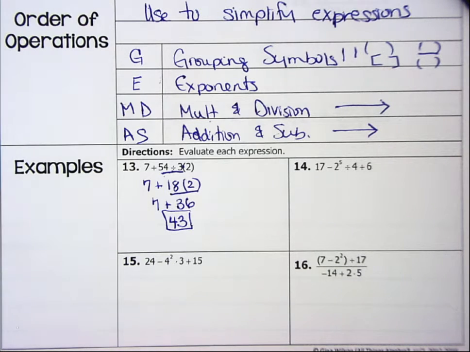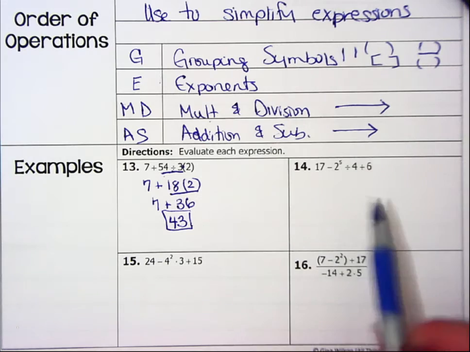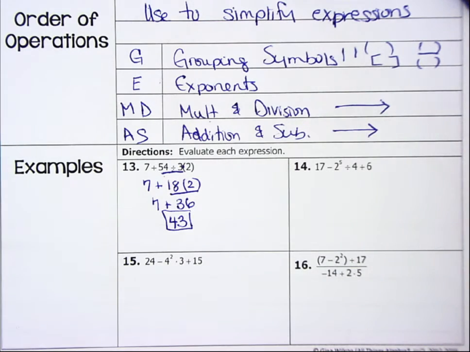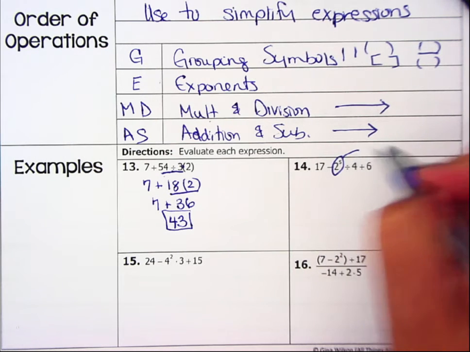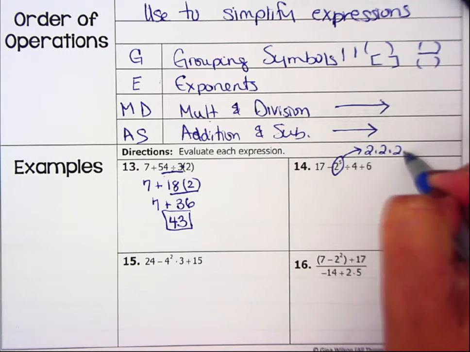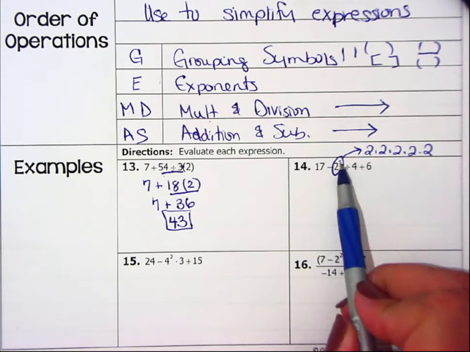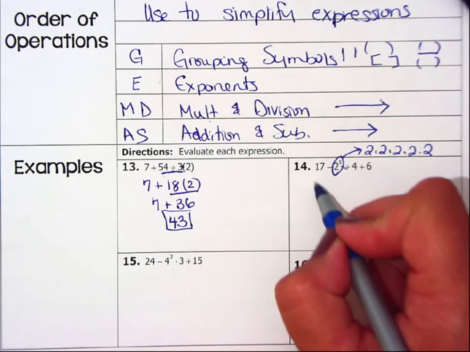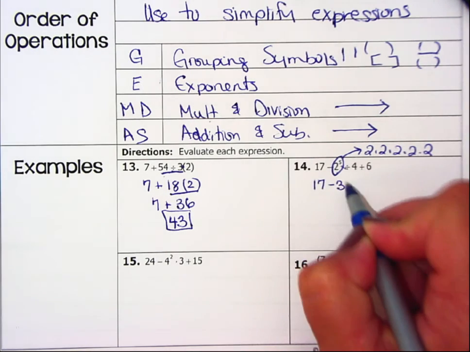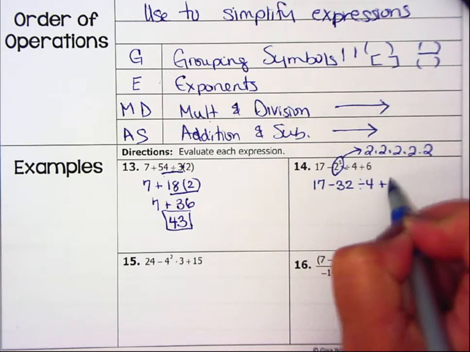Okay, for the next one, we have 17 minus 2 to the 5th power divided by 4 plus 6. So again, we do not have any grouping symbols, so the next thing we have to do is take care of our exponents. So 2 to the 5th power means that we're going to multiply 2 times 2 times 2 times 2 times 2. So it's 5 2's. So when we multiply that out, we end up getting 32. So we have 17 minus 32 divided by 4 plus 6.